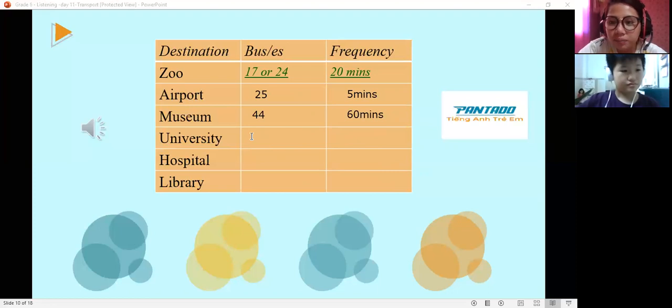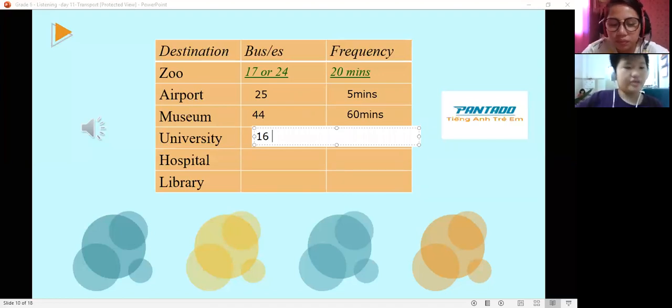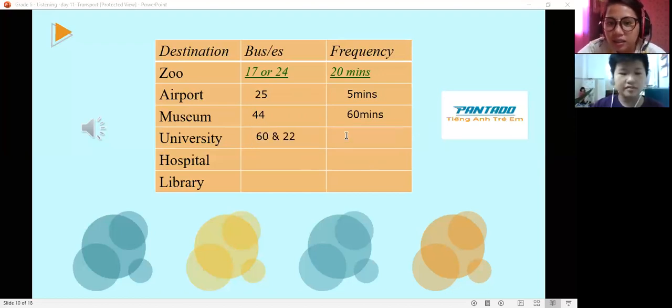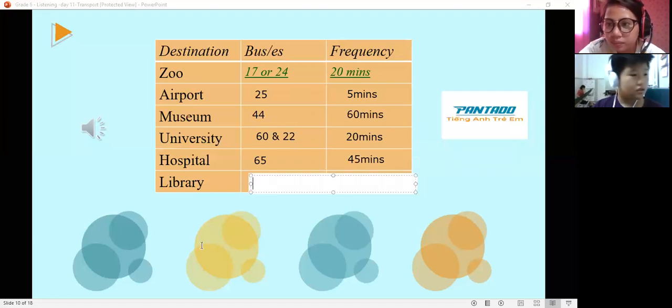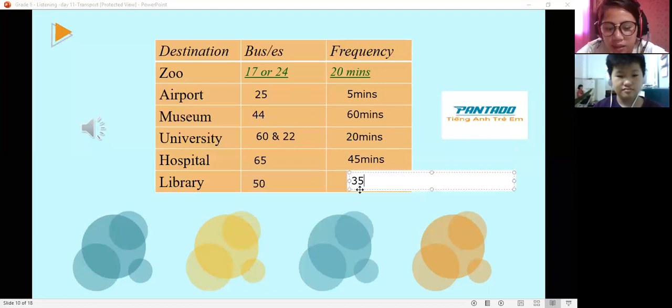How about the university? University is 16 and 22. No. 60. Okay. Yeah. And 20 minutes. Okay, how about the hospital? It's 65. 65. And the frequency? 45 minutes. How about the library? Library is 50 and 35 minutes. Okay.